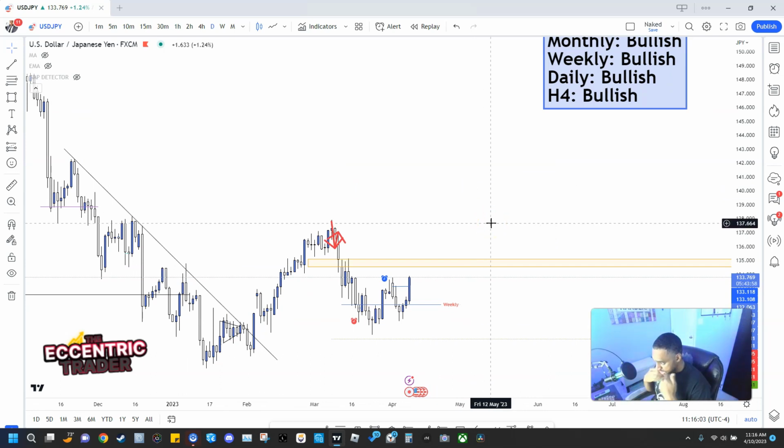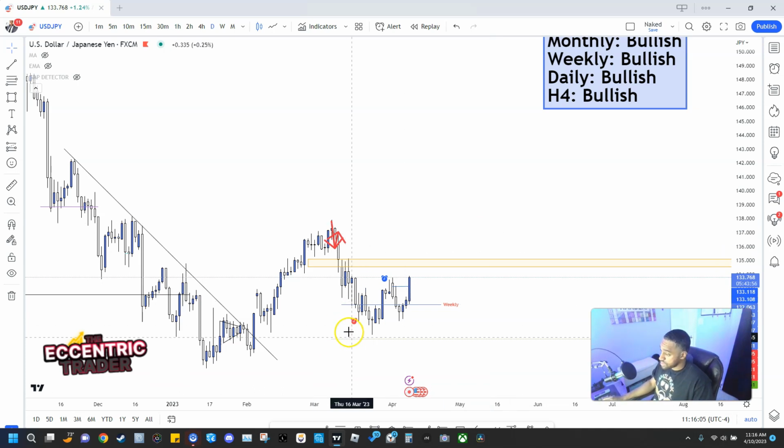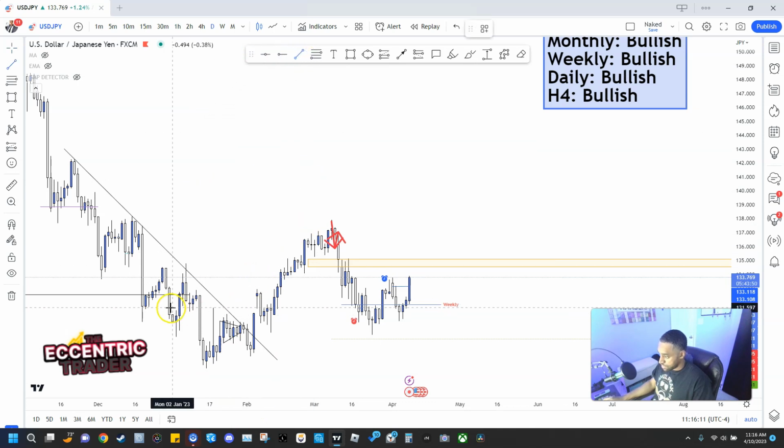And structurally, the daily looks bullish to me as well. Still bullish. It's been bullish. So the lower high that was broken was right here, right?